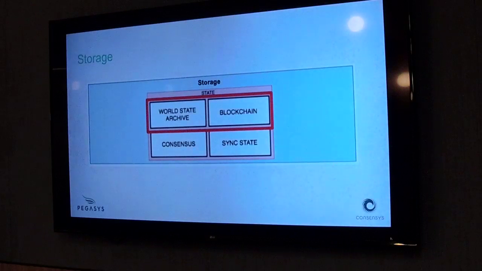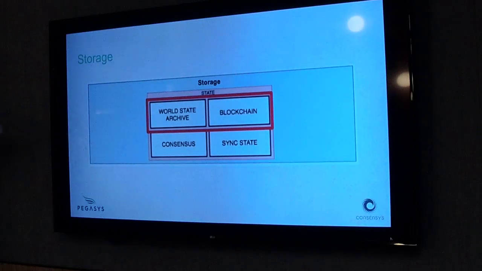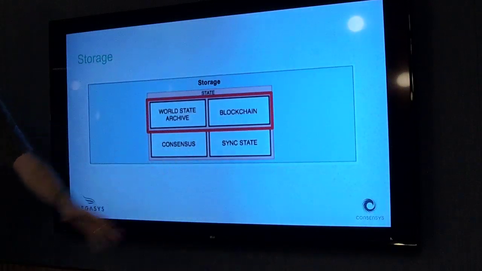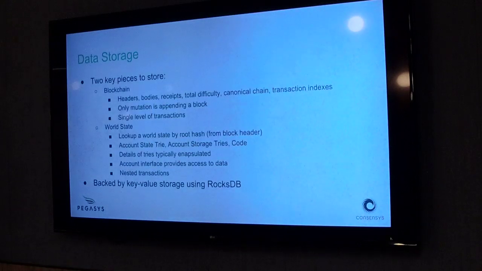So, storage. Well, we've got 4 things there. There are actually 2 that really matter. The world state archive and the blockchain. The consensus state and sync state can really be derived from that. So they're not actually stored on disk, but they're useful bits of state that we've got. But those are the 2 we want to look at.